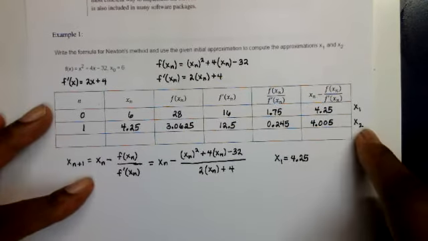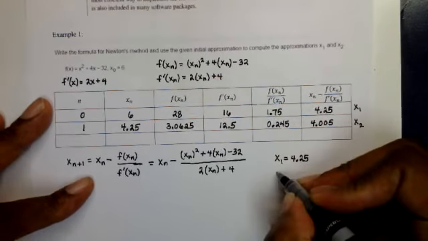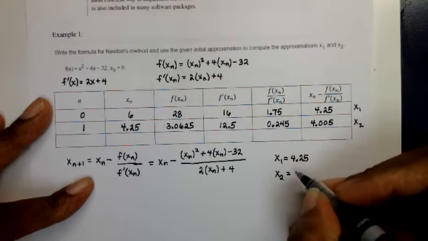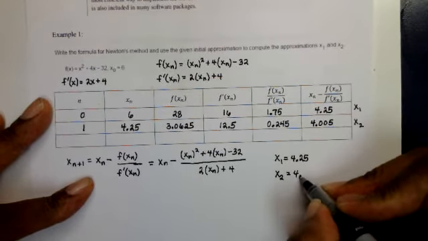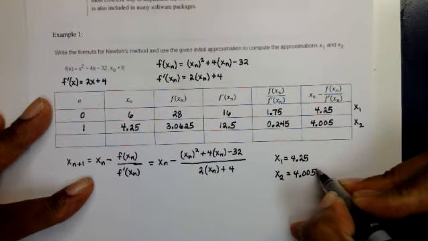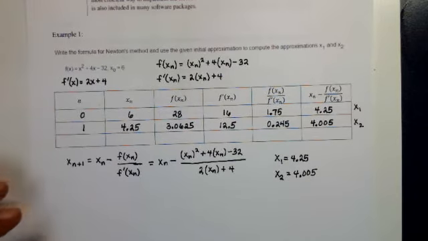All right, so this is what x sub 2 would be. That's the second iteration, which is 4.005. Okay, and that's what this problem asks for. It just wants the approximations for x1 and x2, and these are it. x1 was 4.25, and then x2 was 4.005.